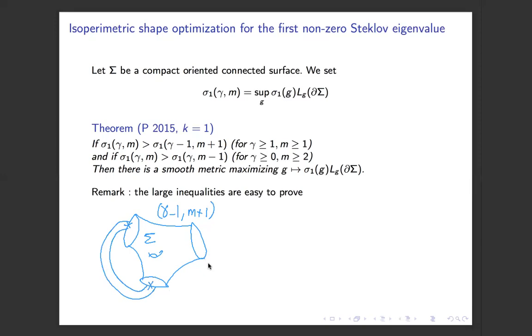Then we can test this metric for this variational characterization so that we have a kind of large inequality up to an error term. And then letting the size of this thing go to 0, the error term disappears at the limit, and we have this kind of large inequality at the limit. The argument is the same for this strict inequality, but in this case, we attach the strip on the same boundary component.